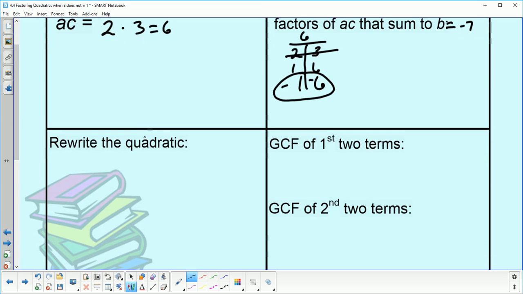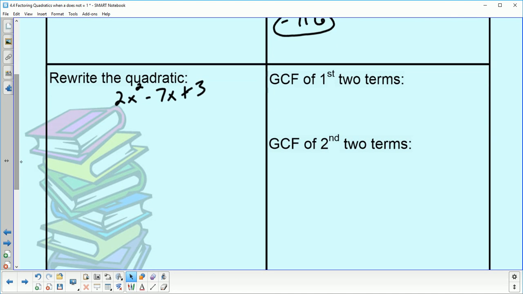So I'm going to go ahead and rewrite my quadratic again down here. I have 2x squared minus 7x plus 3. And when I say rewrite now, this is the one where I was talking about I want 4 terms. And what I'm going to do is unsimplify that middle term. I don't want negative 7x. I want a negative 1x plus a negative 6x. And that negative 1 and negative 6 came from that previous box that we filled out. Nothing else is going to change.